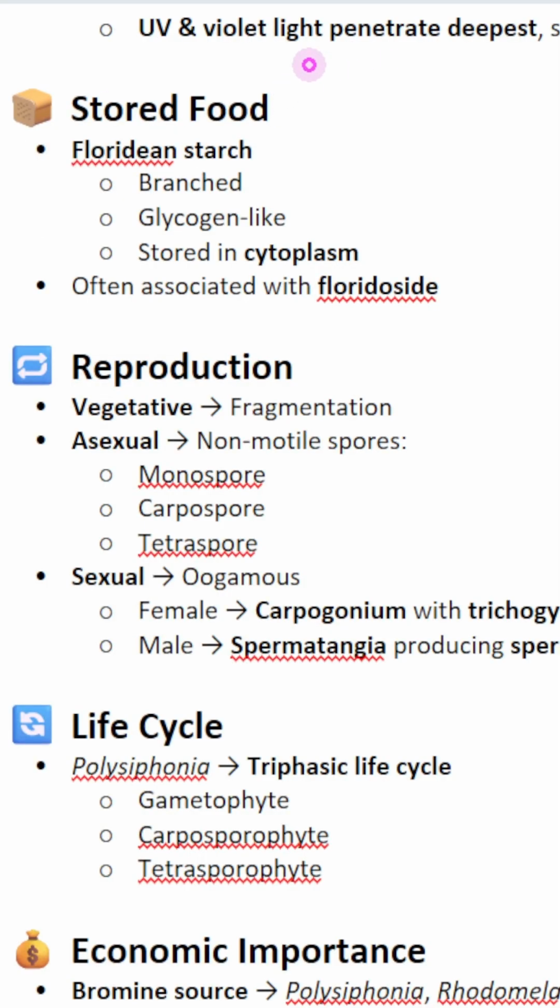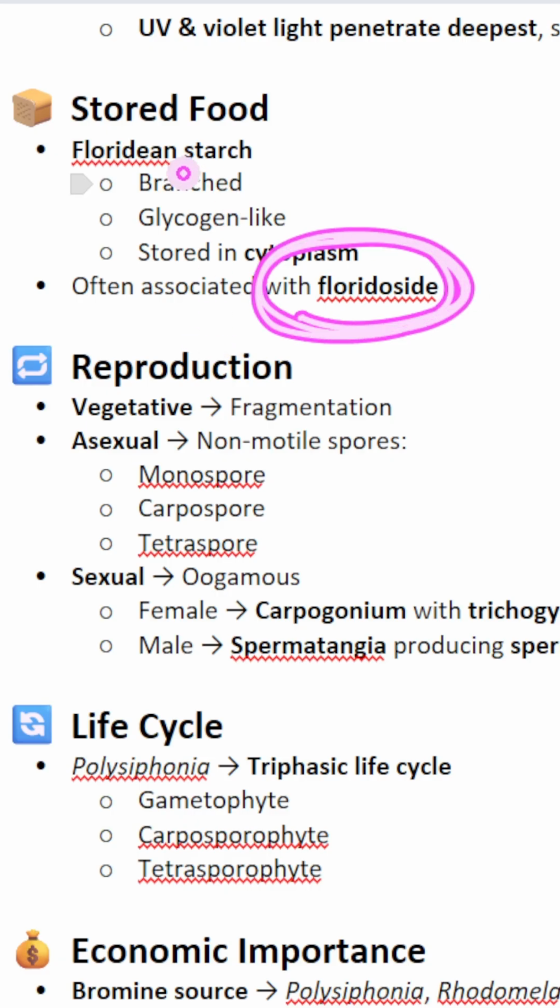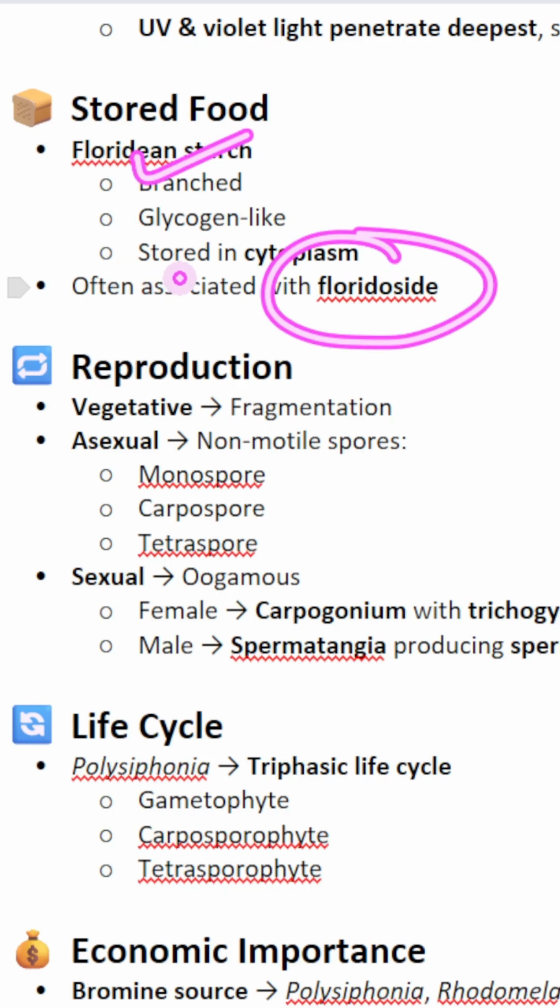Now let's discuss the stored food materials. The best stored food material is Floridean starch. This Floridean starch is a glycogen-like structure, which is branched, and it is stored in the cytoplasm of the cell. So the food material of red algae is Floridean starch, a glycogen-like structure, the animal stored carbohydrate, which is branched and mostly found in the cytoplasm. In addition, it also contains floridoside compounds.